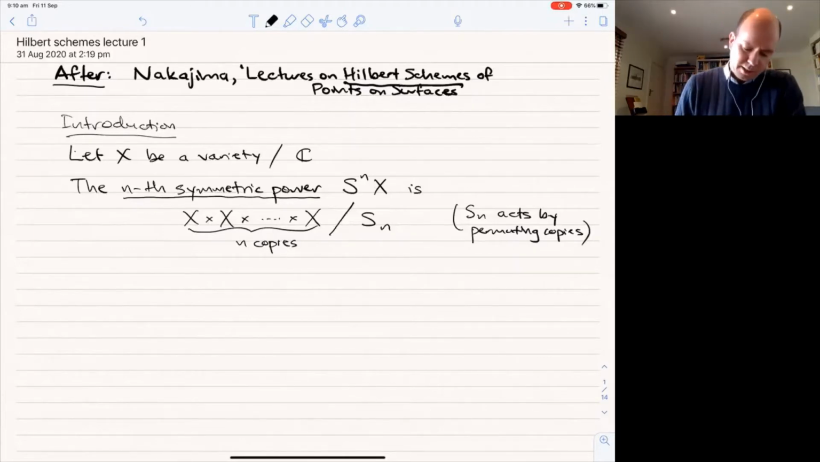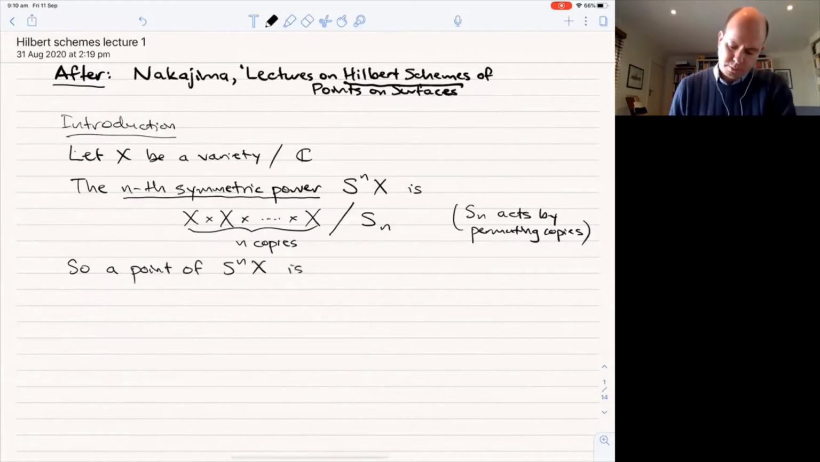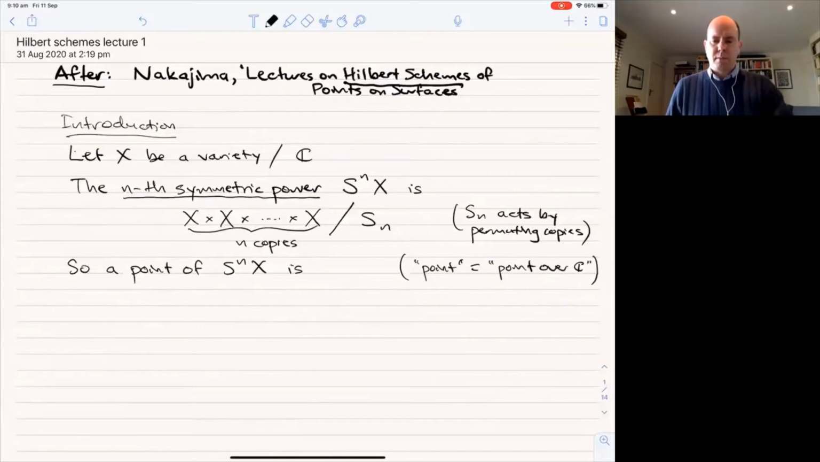So what this means is that if you want to know what a point of this symmetric power is, I should maybe make some general disclaimer that when I say point of a variety, I always mean point over C. And Nakajima in most of the book doesn't make any very careful distinctions between a variety and its set of points over C. So you need to worry about that at some points, but I won't stress it very often.